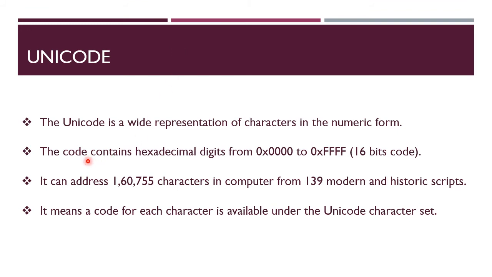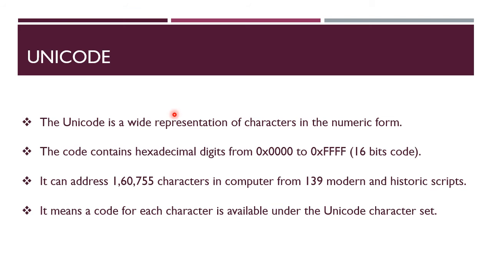The next topic: did you understand, children, what is Unicode? Unicode represents a wide representation of characters. The code contains hexadecimal digits from 0000 to FFFF. If you look into the textbook, page number 45, they have given a table, a box. In that they have used alphabets, numbers and special symbols, and for all of these they have given the hexadecimal code. Once you observe, you can understand.